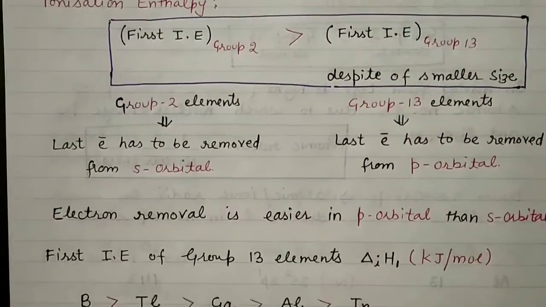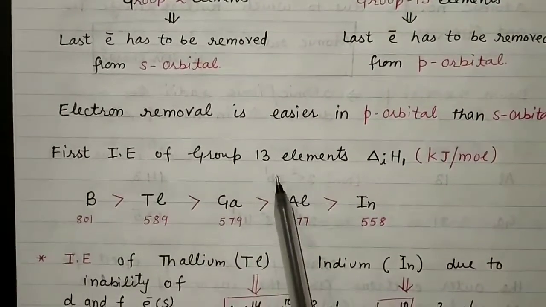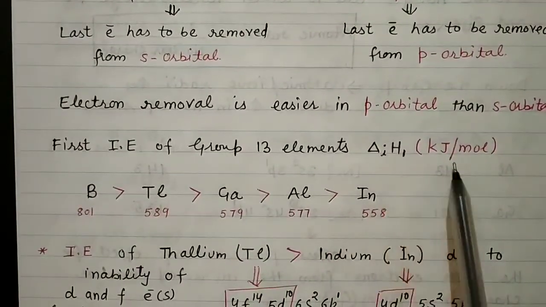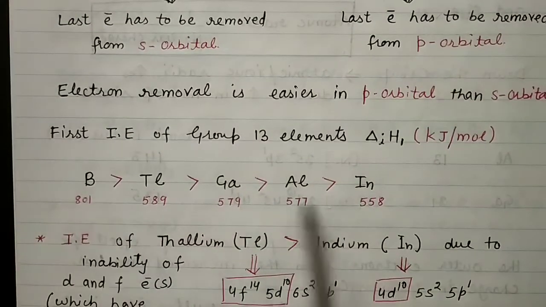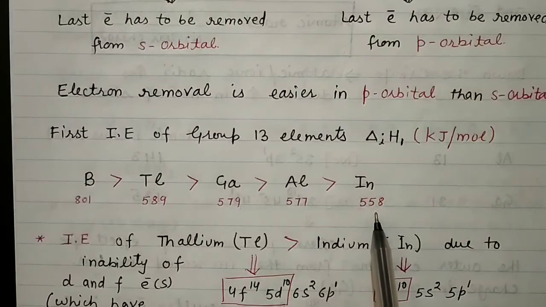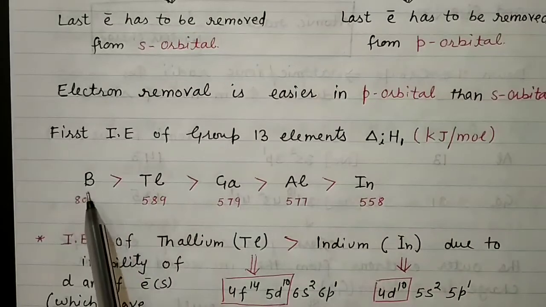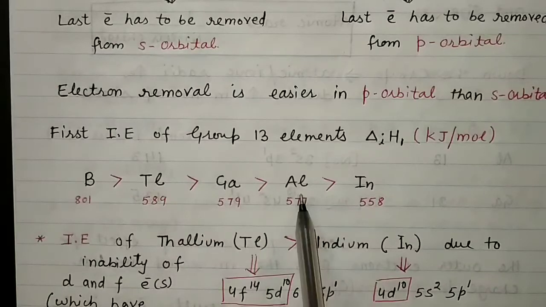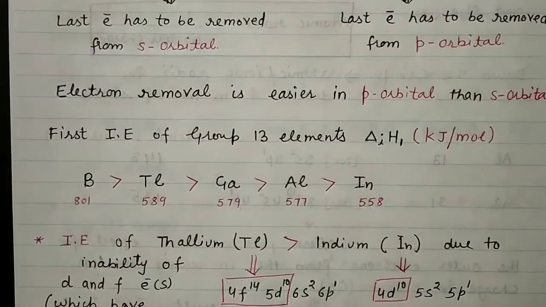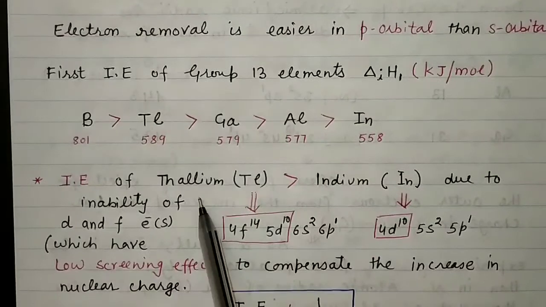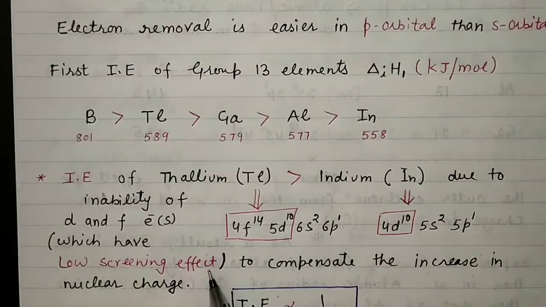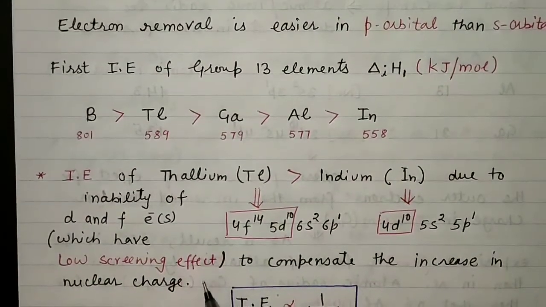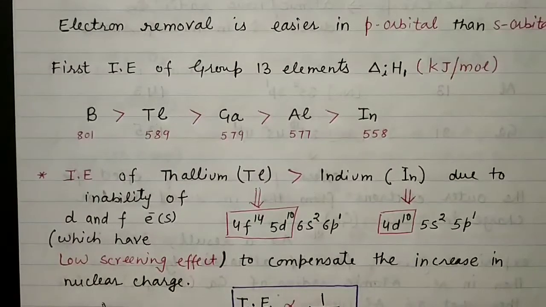first ionization enthalpy. So the first ionization enthalpy of group 13 elements, that is delta IH1 in kilojoule per mole. We have the order. Boron is highest and indium, you will see, has the lowest value. So the order will be B, then Tl, then Ga, then Al, and indium will have the least value. Ionization enthalpy of thallium is greater than indium due to the inability of d and f electrons, which have low shielding or screening effect, to compensate the increase in the nuclear charge.